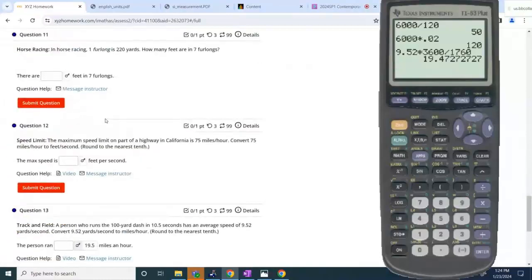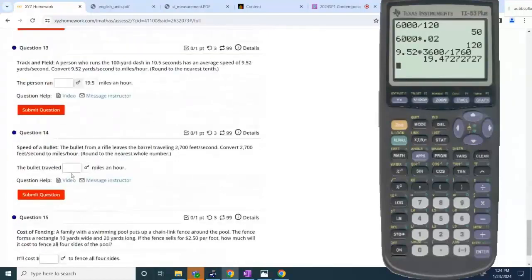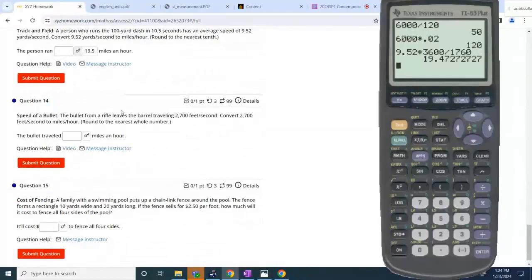Numbers 11, 12, 13, 14, you have to use two conversions. We'll take a look at number 14. The speed of a bullet. The bullet from a rifle leaves the barrel traveling 2,700 feet per second. We're asked to convert 2,700 feet per second to miles per hour. Right? So we're going to use the same concept: convert feet, in this case, to miles, and then seconds to hours.